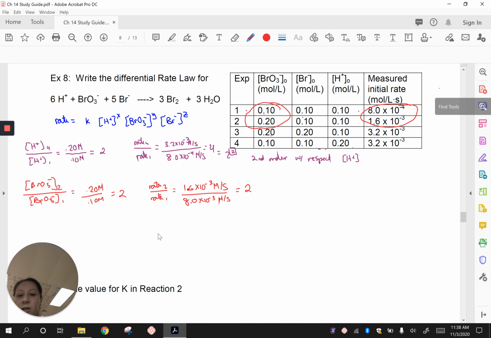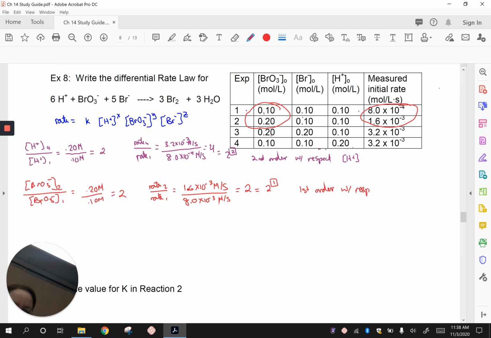So then you express the change in your rates as the change in the concentration to some power. This is the same thing as 2 to the first power, and so it is first order with respect to the bromate ion concentration.